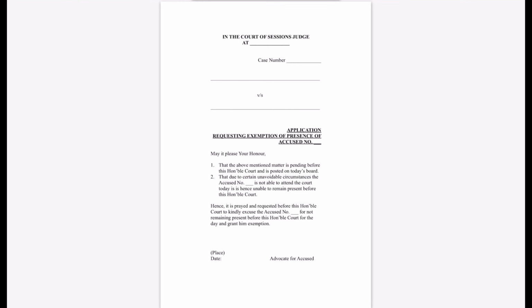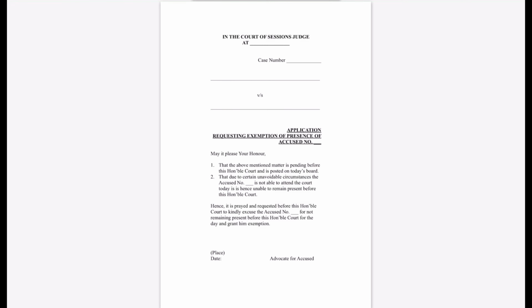So in such cases, you are supposed to write an exemption application. The judge will tell you that either you submit an exemption application or I'll issue a warrant against your client. Most judges let go of one or two absences of the accused. If the accused is repeatedly remaining absent, and there is no proper reasonable reason for his absence, and no exemption application is on record, the court will definitely issue a warrant against the accused.